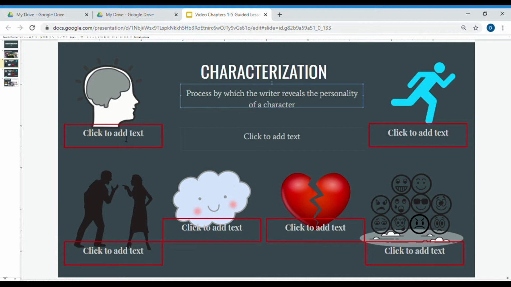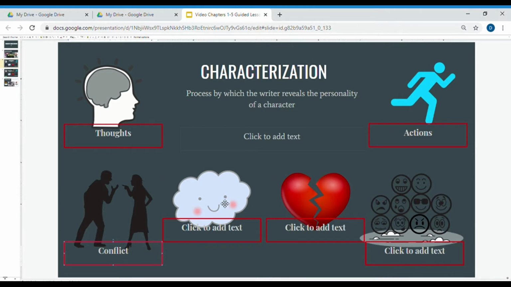And those 6 things are, first, a character's thoughts. And we've got the little head icon that goes with that. That's what they're thinking and what we know that they're thinking because we're reading that. We also over here with our little running man have a character's actions, what they actually do. Down here, the 2 people yelling is going to be a conflict. So what problems does a character have? That's going to help us reveal the personality.